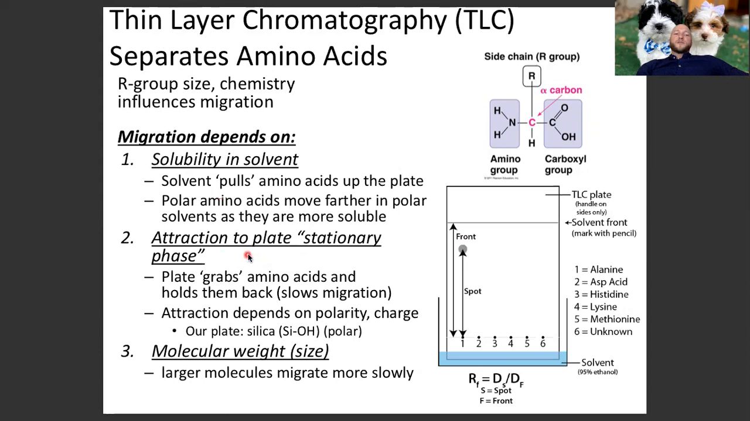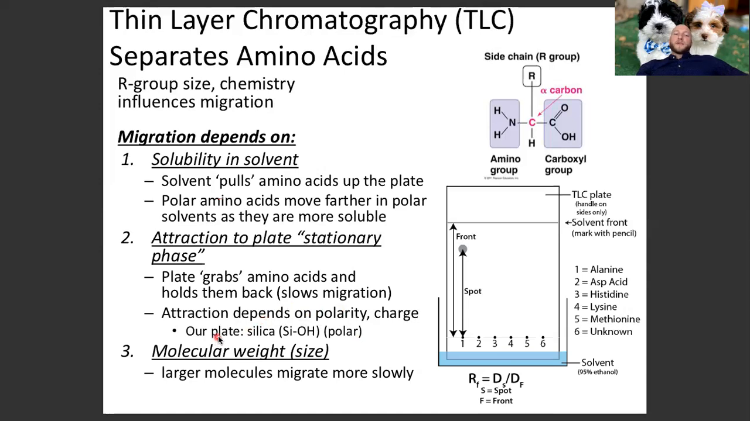Another factor is the attraction to the plate. The plate actually has a little bit of polarity to itself also. And the plate is going to grab onto those amino acids and actually hold them back. So the stronger the interaction between the plate and the sample, the slower the sample will move. So those are kind of contradictory forces. The solvent's going to promote migration, promote movement, and the plate will actually slow down motion for polar molecules.